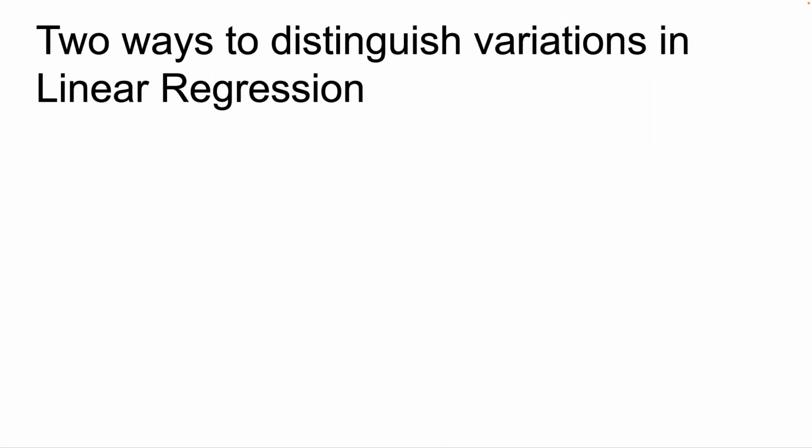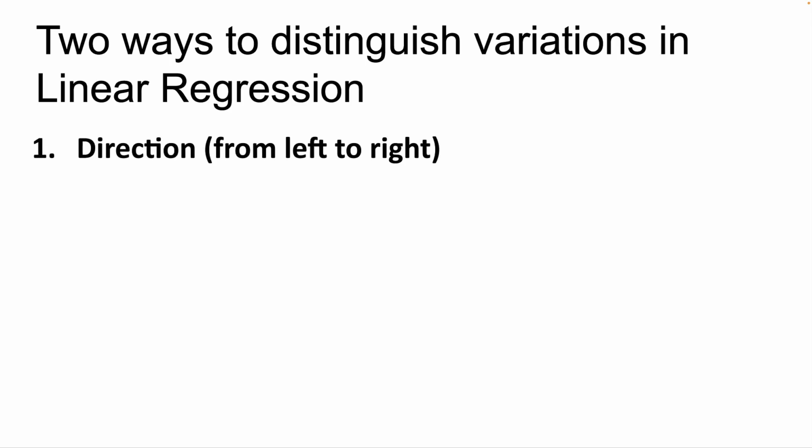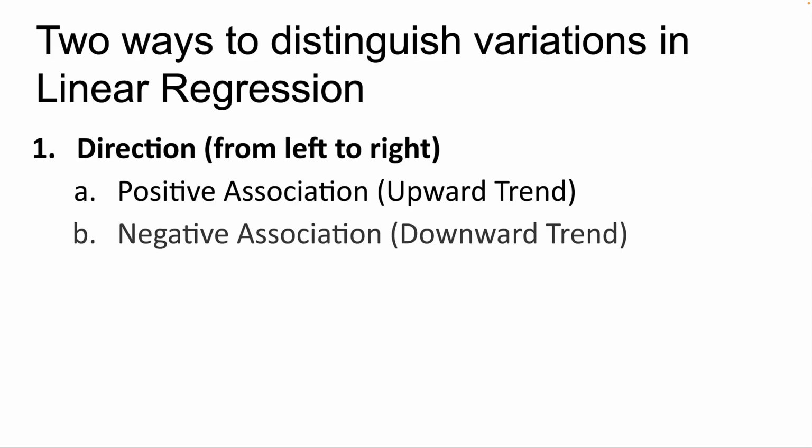There are two main ways that we distinguish variations in linear regression. The first is by looking at the direction, and we always look at the graph from left to right. When we're looking at the direction, there's two possible ways. We could have a positive association, which is an upward trend from left to right, or negative association, which is a downward trend from left to right.